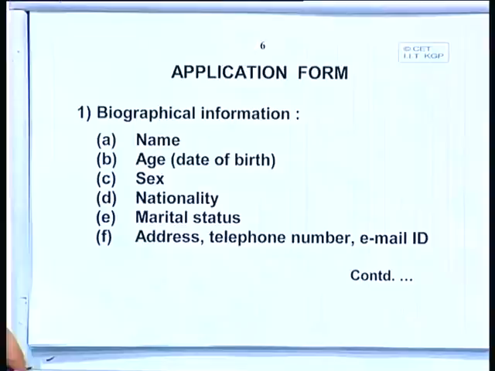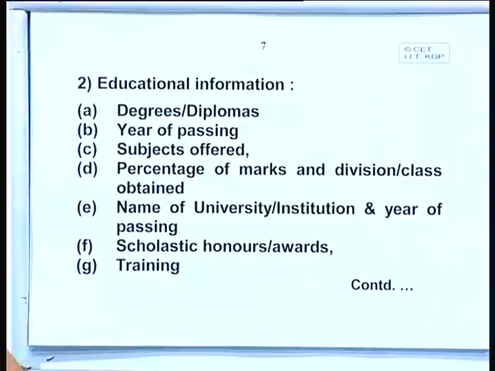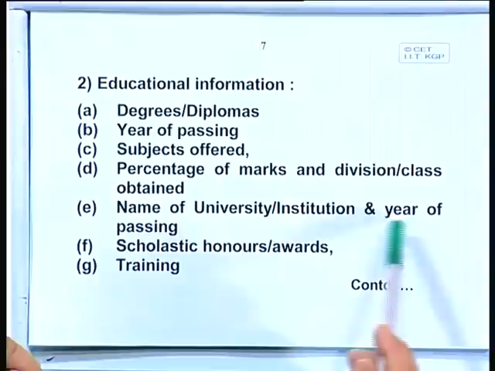But many companies say that the panel itself is empowered to select one and send for appointment. The application form, which most companies have and you have to fill up, has name, age, that is date of birth, sex, nationality, marital status, address, telephone number, and now, of course, email ID. This is biographical data. Next is educational information: degrees or diplomas, year of passing, subjects offered, percentage of marks and division or class obtained, name of university or institution, scholastic honors or rewards, training if any. Why do they ask year of passing? To know what you are doing in 2 days.